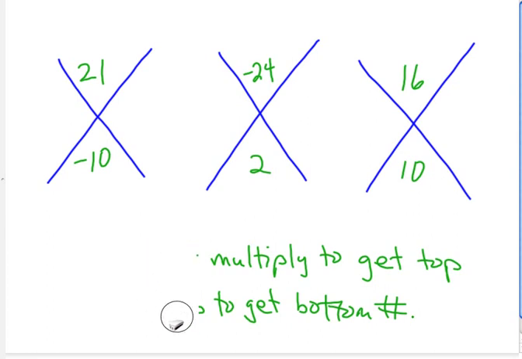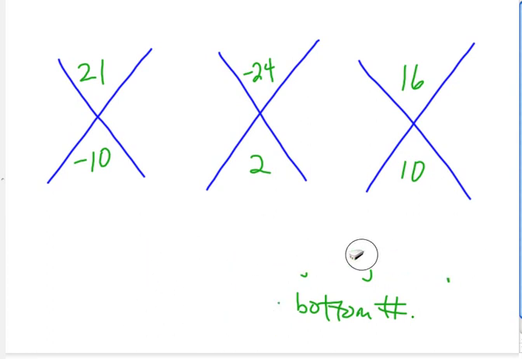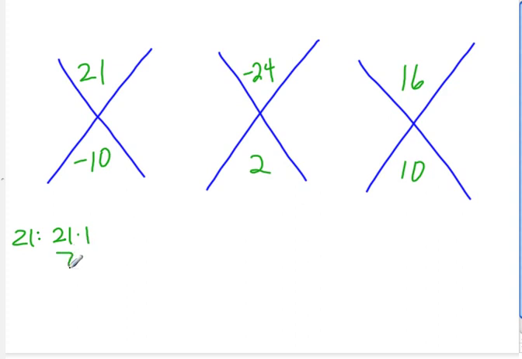So looking at the first one, we got 21. Well, 21 is either 21 times 1 or 7 times 3. And that's all I know about 21. So if I do 21 times 1, there's no way I can get 10. So it can't be that. Which means I got to do 7 and 3. 7 times 3 is 21.